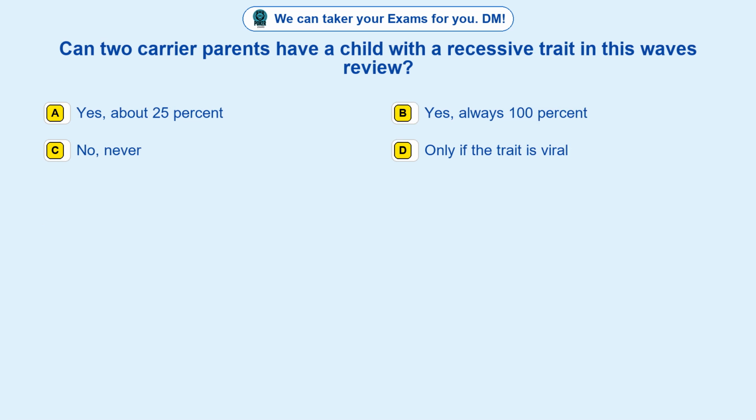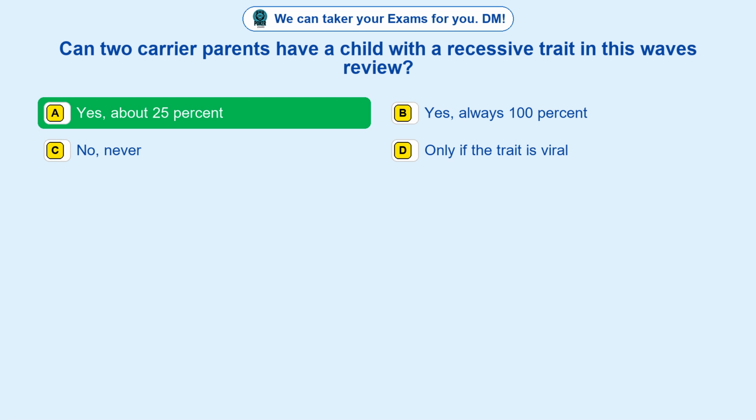Question 11. Can two carrier parents have a child with a recessive trait in this Waves review? Option A. Yes, about 25%. Option B. Yes, always 100%. Option C. No, never. Option D. Only if the trait is viral. The correct answer is option A.